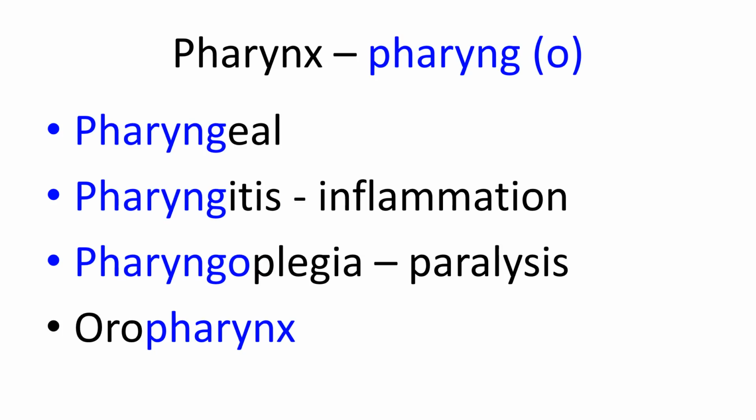So pharyng or pharyngo is referring to the pharynx. Pharyngeal simply means pertaining to. So pharyngitis, inflammation of the pharynx. Pharyngoplegia, paralysis of the pharynx, probably for some neurological reason. Or the pharynx at the end as the suffix. Oropharynx, as we've noted, is the component of the pharynx behind the oral cavity. So fairly obvious usually when the pharynx is being referred to in terminology.